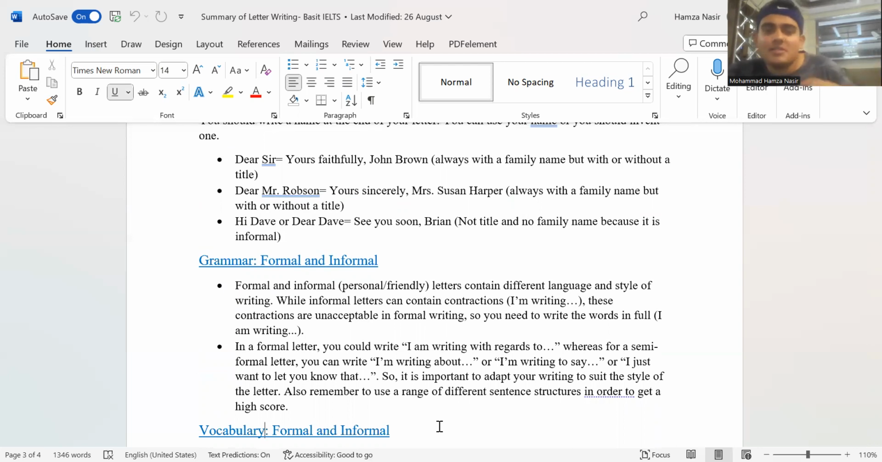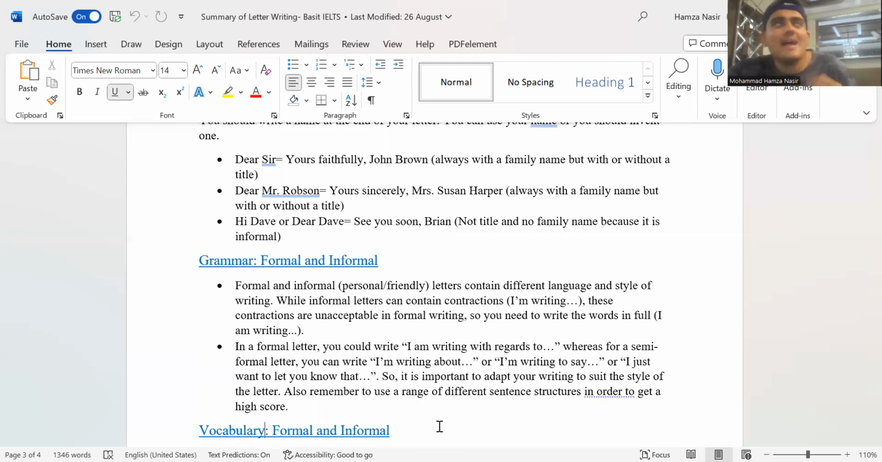While informal letters can contain contractions, these contractions are unacceptable in formal writing. Okay, these contractions are unacceptable in formal writing. So you need to write the words in full. In a formal letter you could write, I am writing with regards to, etc. Whereas for a semi-formal letter you can write I'm, that's the contraction, or I'm, once again a contraction, writing to say, or I just want to let you know that.